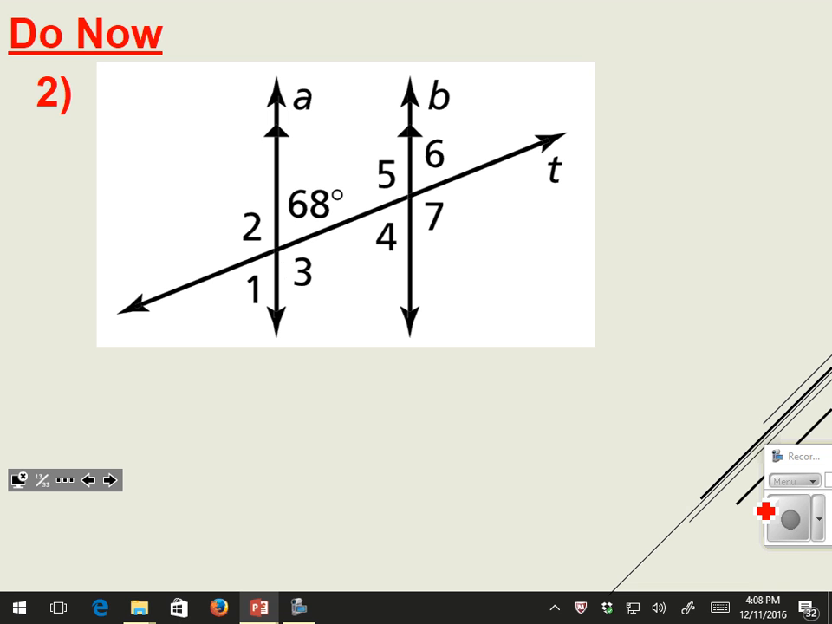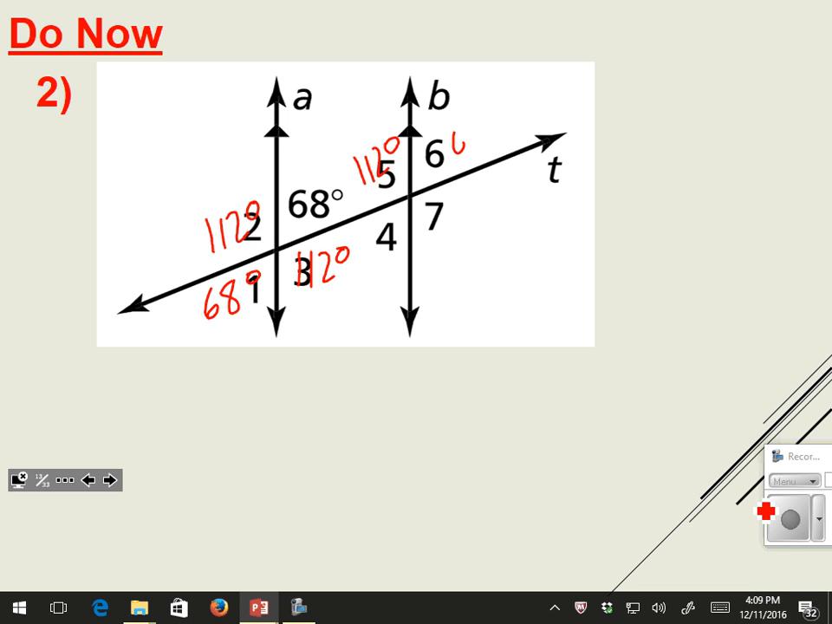Now let's do number 2. Find all the missing angles using your knowledge of corresponding angles, alternate interior angles, alternate exterior angles, supplementary angles, and vertical angles. Angle 1 should be 68 degrees. Angle 2 should be 112 because angle 1 and angle 2 are supplementary. Angle 3 is also going to be 112 because it's vertical angles with angle 2. Angle 5 should be 112 because it's corresponding to angle 2.